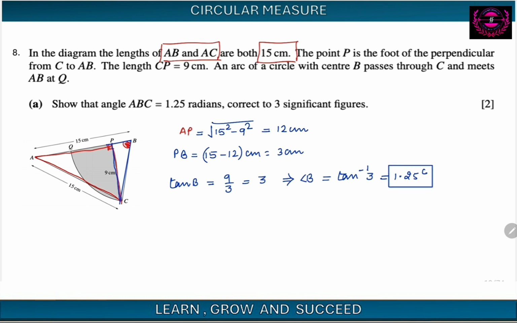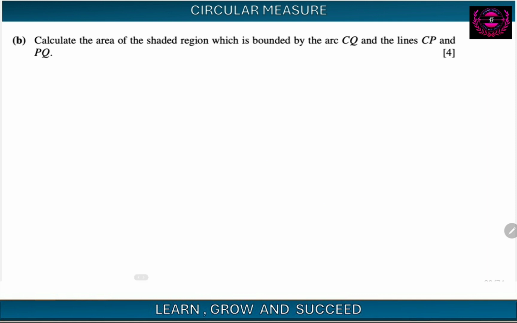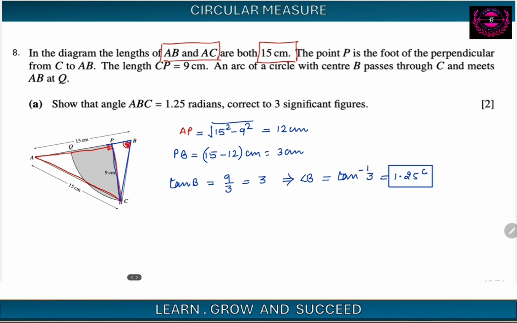This is my final answer. Let's move to the next part. Read part B. Calculate the area of the shaded region, which is bounded by arc CQ and lines CP and PQ. So this is our shaded area.